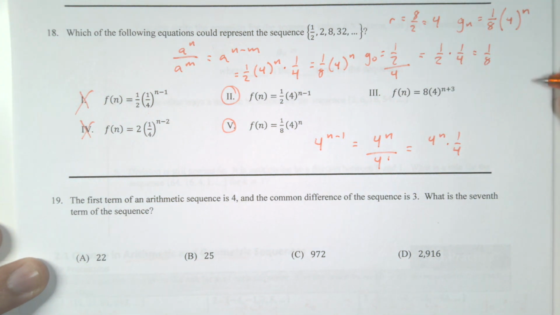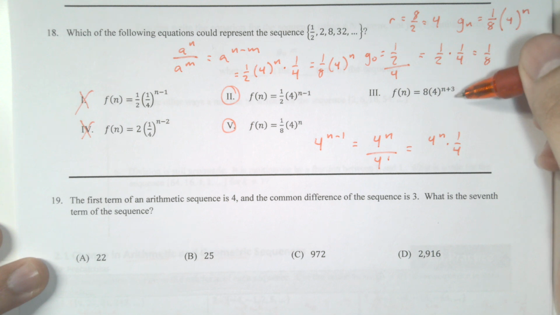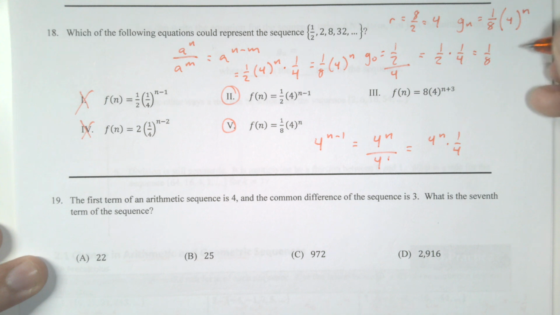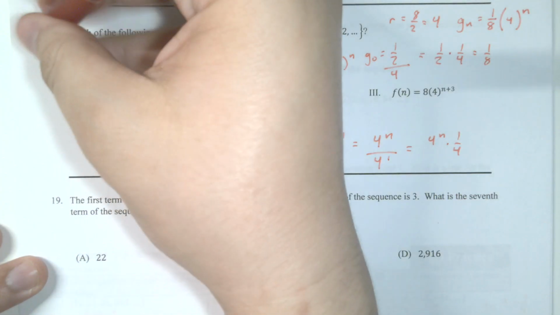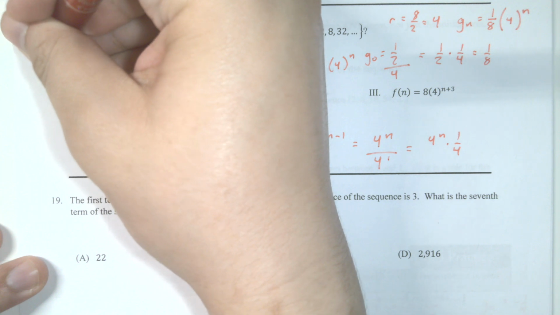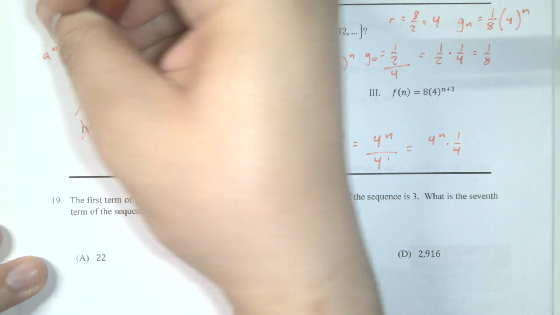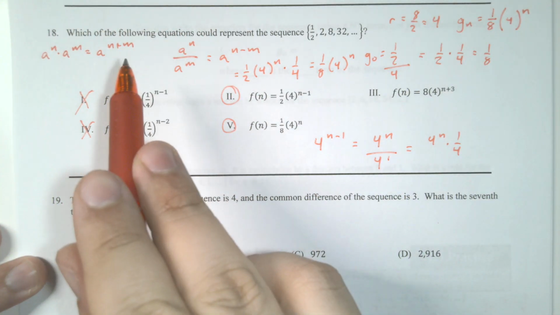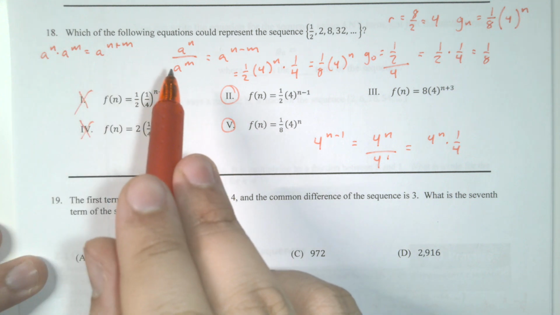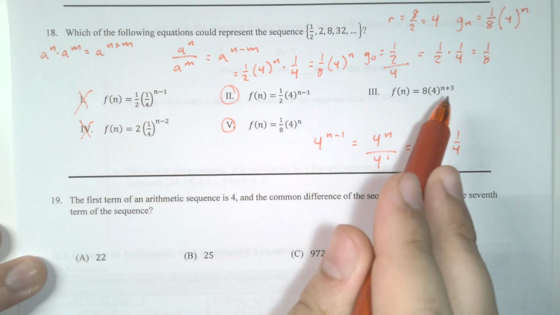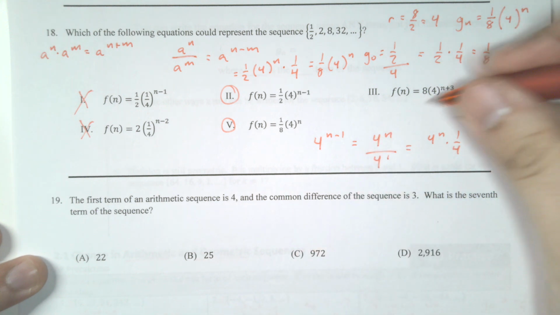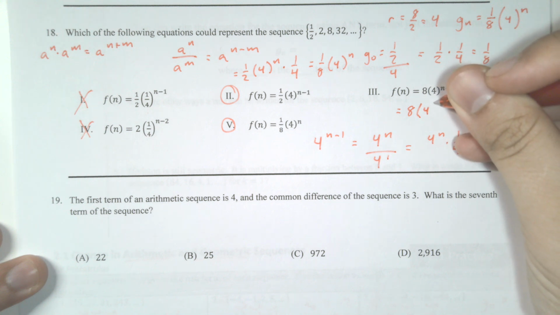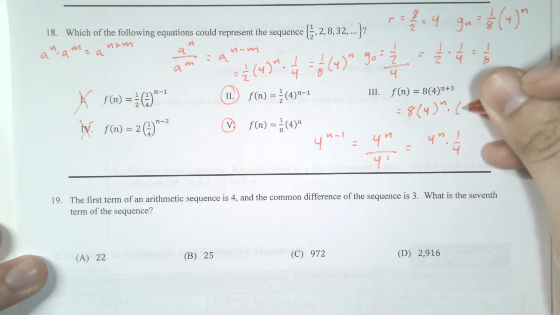What about number 3? We're going to do a similar thing here: 4 to the power of n plus 3. Similar rule to this over here: a to the power of n times a to the power of m is equal to a to the power of n plus m. These are two rules that I highly recommend knowing. But we can break apart this 4 to the power of n plus 3 by getting a little bit creative here.